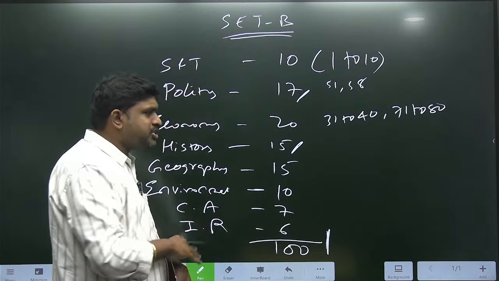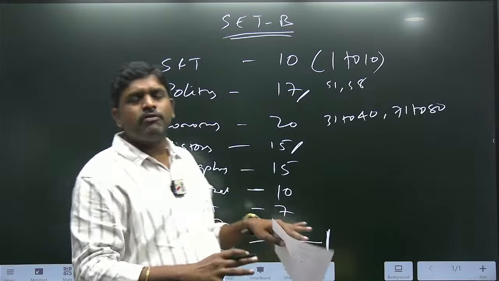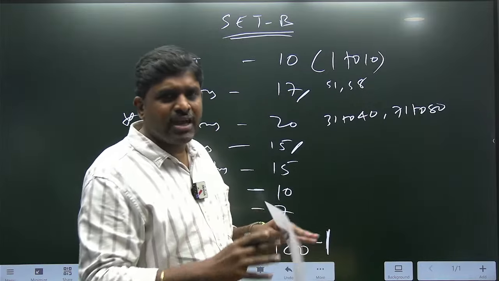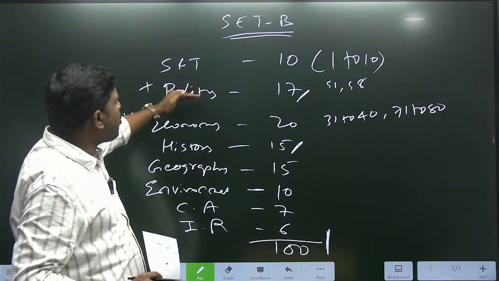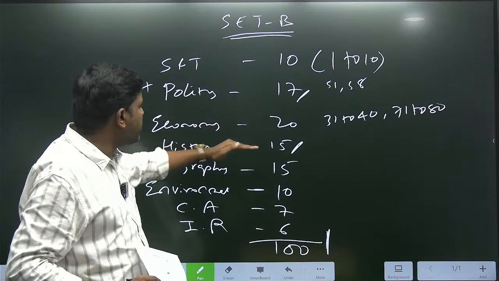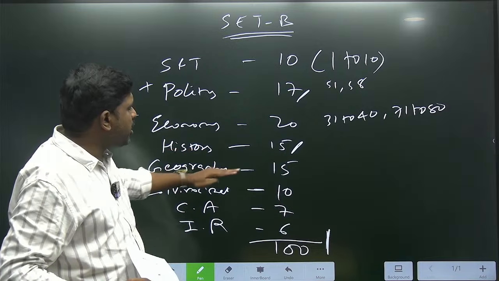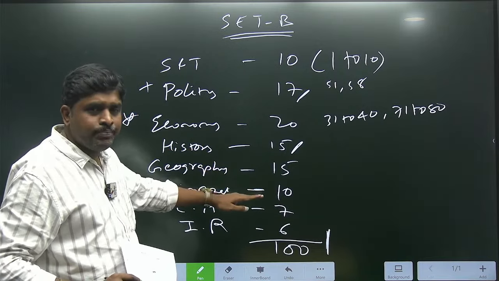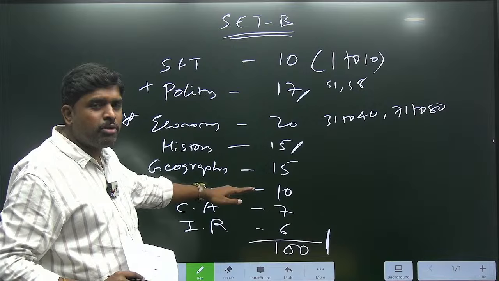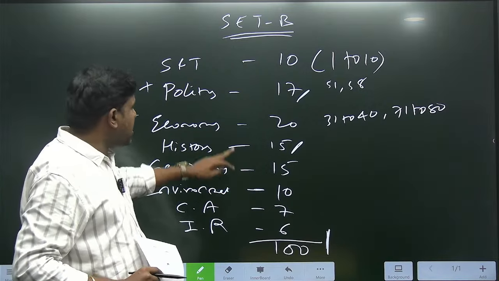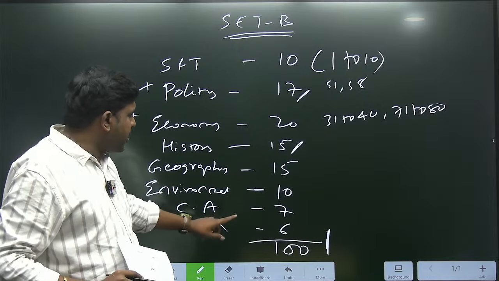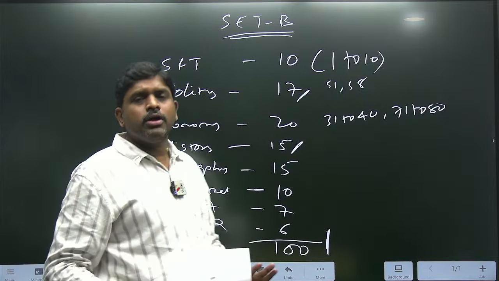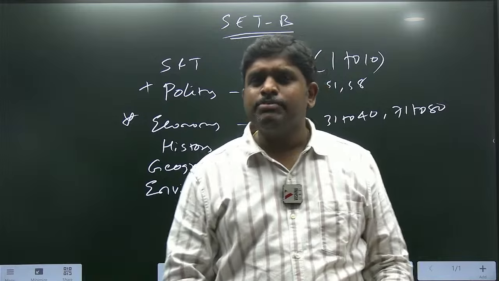So the first impression or the pattern of the examination: science and technology are 10, polity 17, economy 20, history 15, geography 15, and environment 10. This time the number of questions from environment is less, but the same environment questions are also there in geography and current affairs. So overall the question paper seems to be tough.